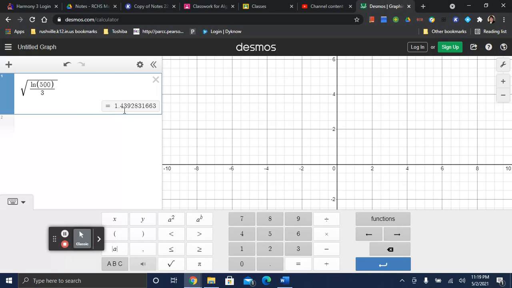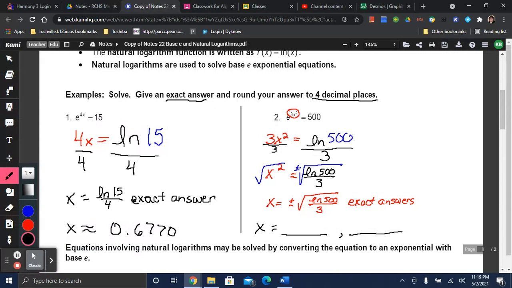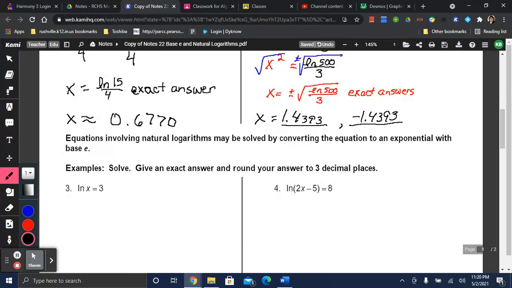We're going 4 decimal places. So 1.4392. Now there's an 8 after the 2, which is going to round this up to a 3. 1.4393. I want to write this in. And we have both a positive and negative of that. So positive and negative 1.4393.